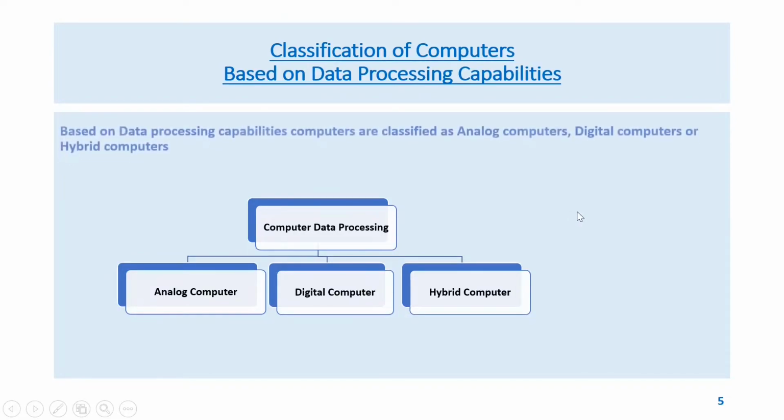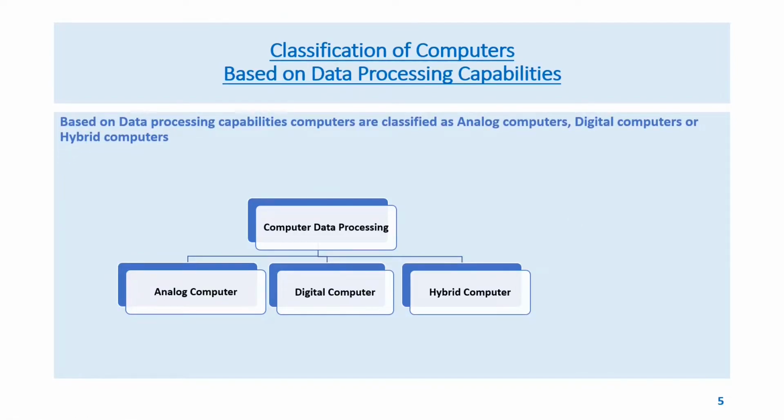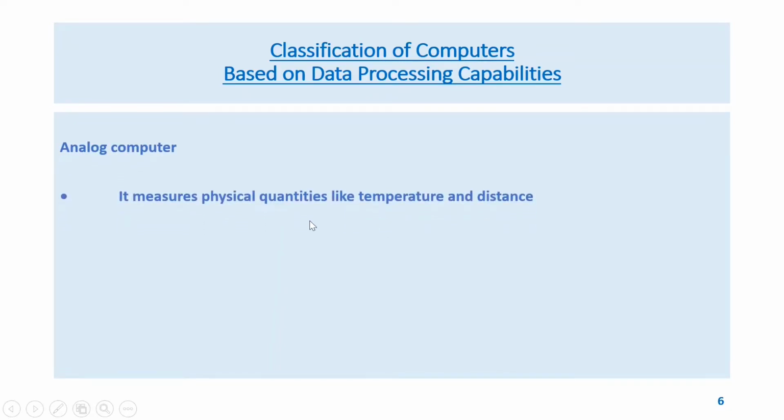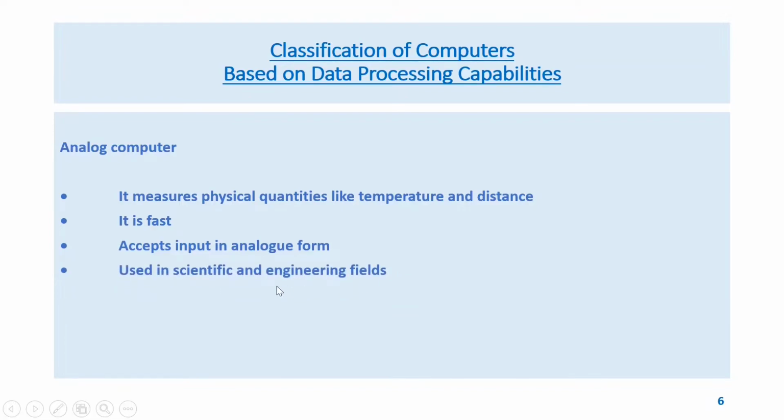Now let us look into classification of computers based on data processing capabilities. Based on data processing capabilities, computers are classified as analog computers, digital computers, or hybrid computers. Now let us look at details of analog computer. It measures physical quantities like temperature and distance. It is quite fast. Accepts input in analog form. Used in scientific and engineering fields. Examples of analog computer are speedometer, voltmeter, etc.